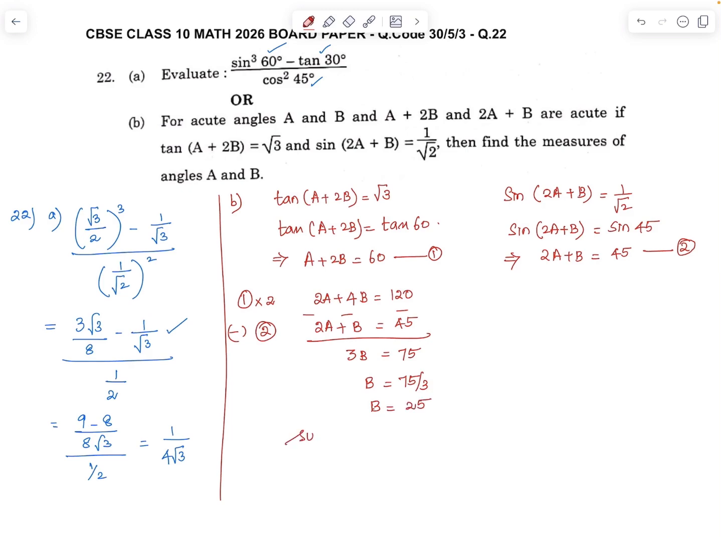On substituting B in A plus 2B is equal to 60, A plus twice 25 is 60. So A is 60 minus 50, which is 10. So the angles A and B are 10 and 25 respectively.